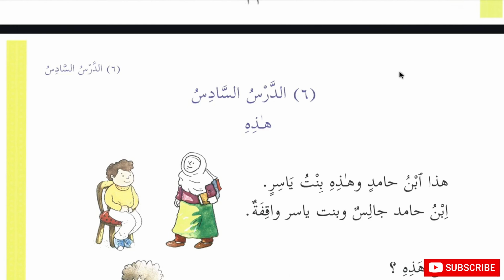Today inshallah we'll be doing lesson 6, Ad-Dars As-Sadis, the 6th lesson from the Madinah Arabic book series, book 1. In this lesson, we'll be covering the demonstrative pronoun هذه. This is the same as هذا, but هذا is a demonstrative pronoun for male singular, and this one is for female singular. It means this for female objects or female humans.